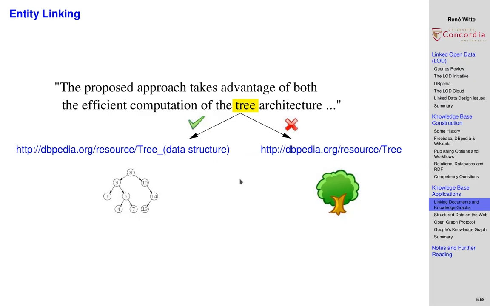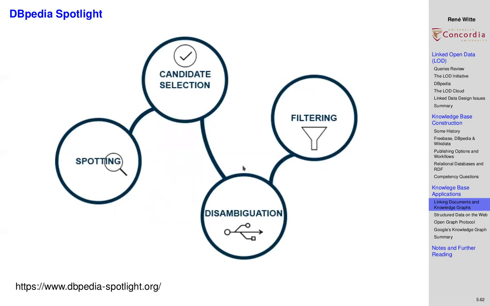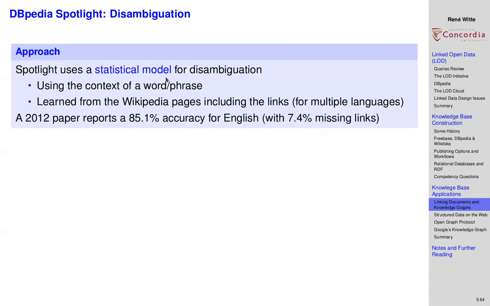In the AI course, you learn a bit more about how to build these statistical models using things like conditional probabilities, Bayes theorem, and so on. So that's the idea of how Spotlight works and how it makes this disambiguation. It looks at the context, that's the training phase. This is learned from all the Wikipedia pages. It works in multiple languages because of that.